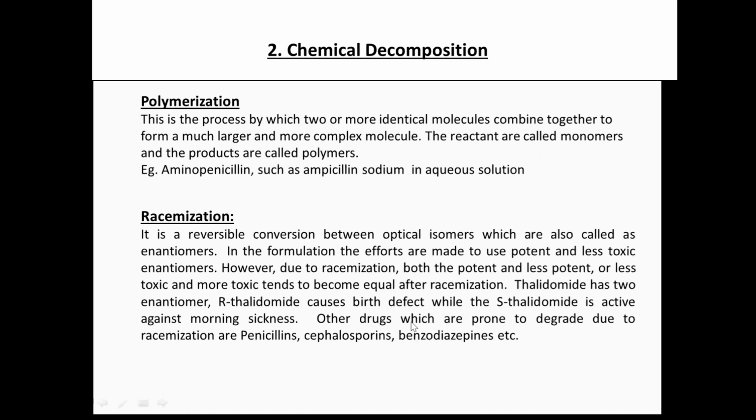Now another type of chemical degradation is polymerization. What is polymerization? It is a process in which the drug molecules combine to form a large molecule. They react with each other and form a large polymer. This is the process by which two or more identical molecules combine together to form a much larger and more complex molecule. The reactants are called monomers and the products are called polymers. Example, aminopenicillin.